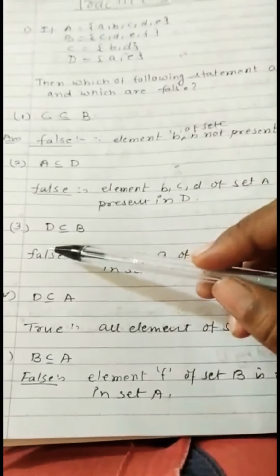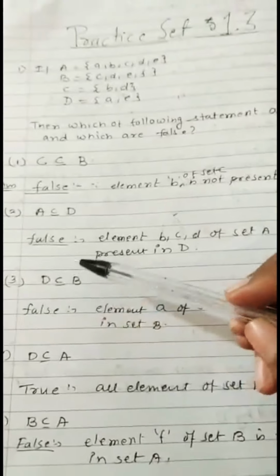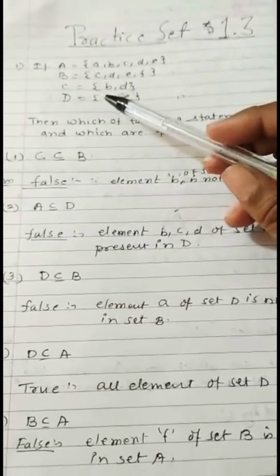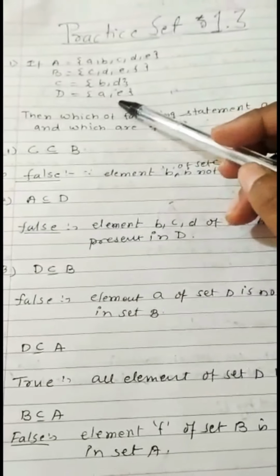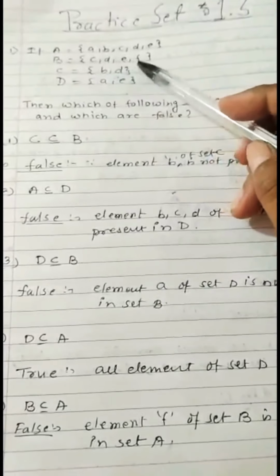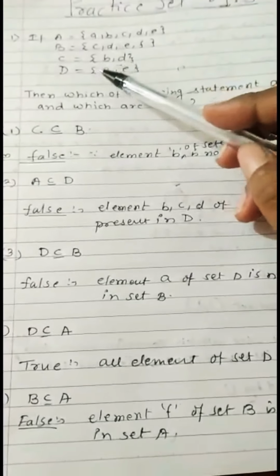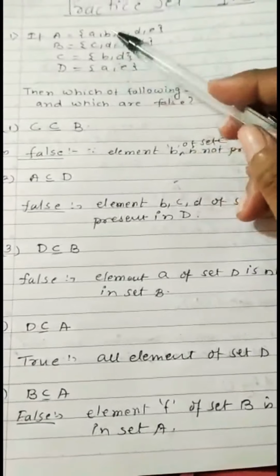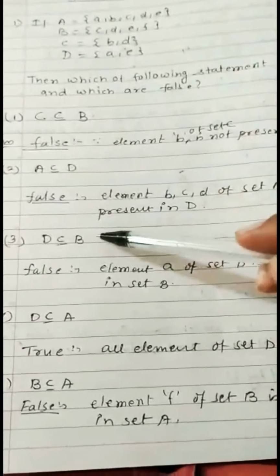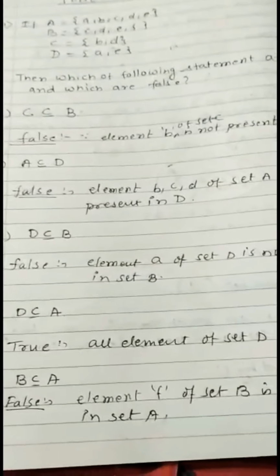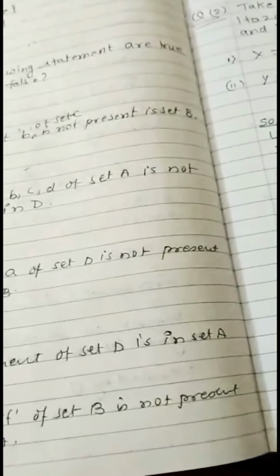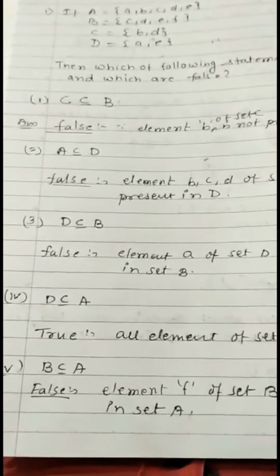Third, D is a subset of B. Again observe, in D: A, E; in B: C, D, E, F. Element A is not available. Element A is in D but not in B, meaning entire D is not inside B. It is also false because the element A in set D is not present in set B.